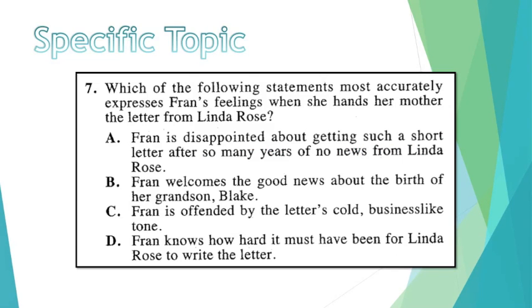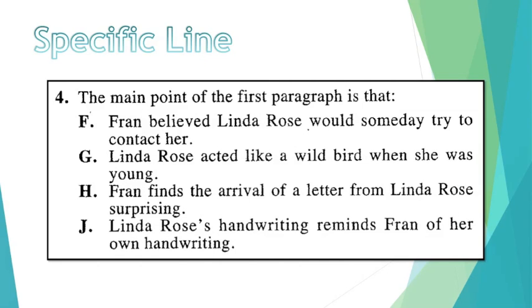Question 7 is a good example of a specific topic-inferred question. You can see that this question talks about the specific action when Fran hands a letter to her mother, so you and the student just need to go directly to that part of the passage to answer the question. For this one, that's line 55 to 58, and you can answer the question based on the information provided. Question 4 is a good example of a specific line-inferred question.